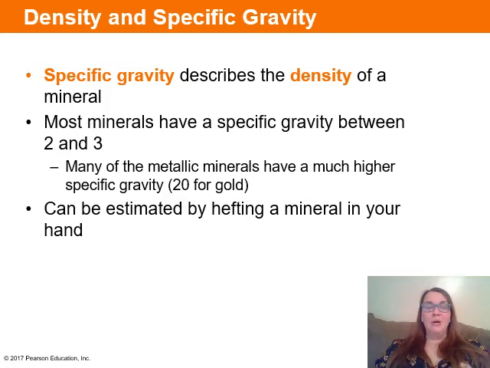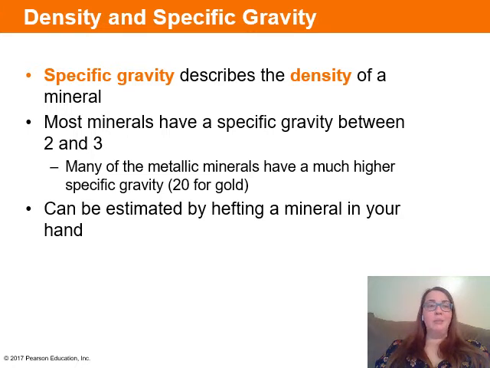So for example, gold is 20 times as dense as water is. So if you have 1 cubic inch of ice versus 1 cubic inch of gold, that gold is going to weigh 20 times as much, even though they're both going to be the exact same size, because that gold is metallic and it has a higher specific gravity.